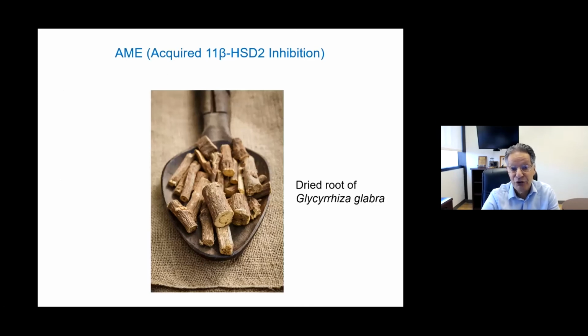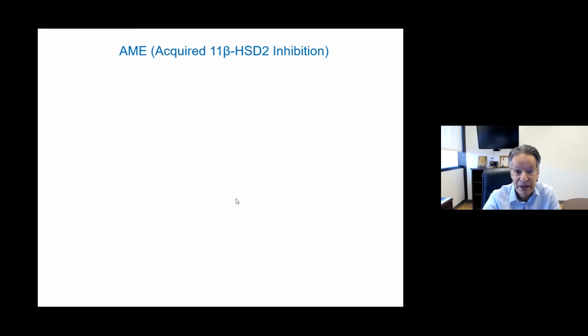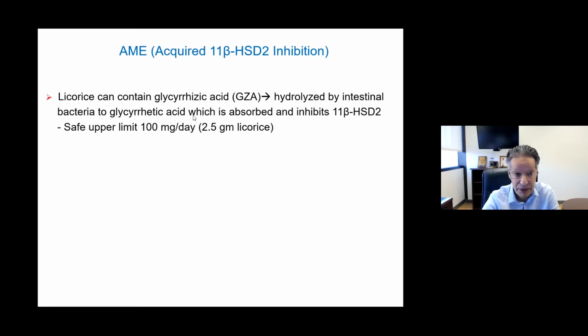Now, there's an acquired form of inhibition of this enzyme, and it has to do with this root, Glycyrrhiza glabra. So what is going on here? Again, this is an acquired form. These patients don't have any mutations in the enzyme. Well, it turns out licorice is part of the story here.